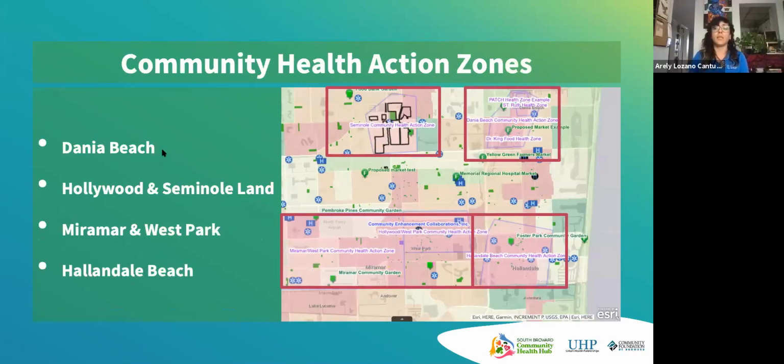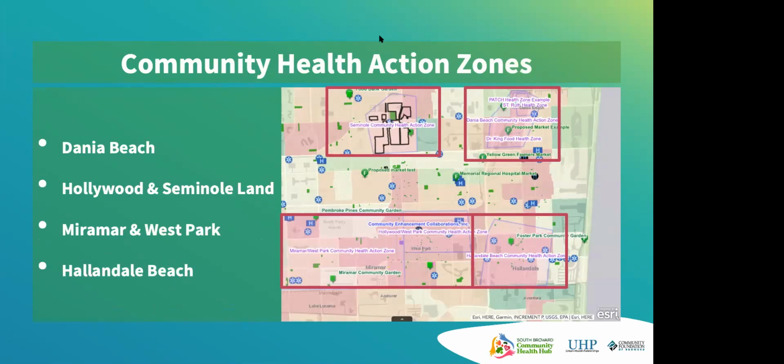We're going to have the Dania Beach group, a Hollywood and Seminole Land group, a Miramar and West Park group, and a Hallandale Beach group. Now I'm going to stop sharing for a minute and try to test out the breakout rooms. Let's see how that works.